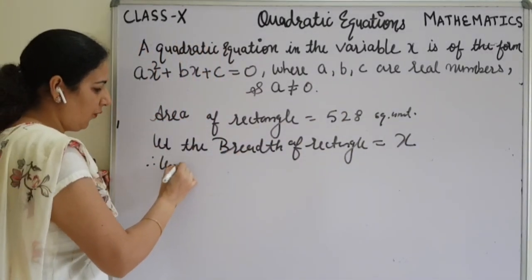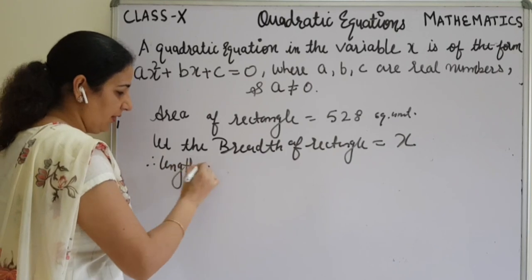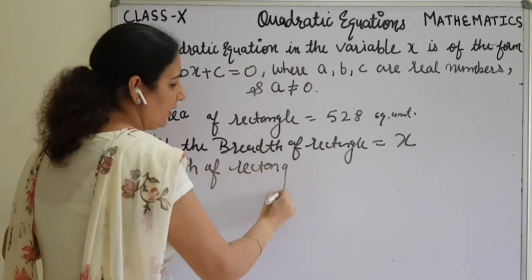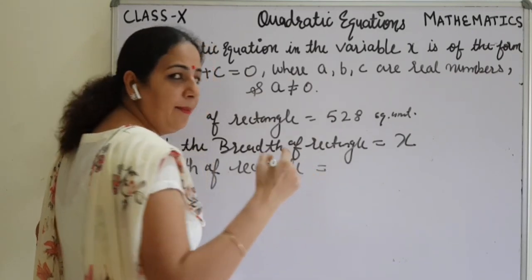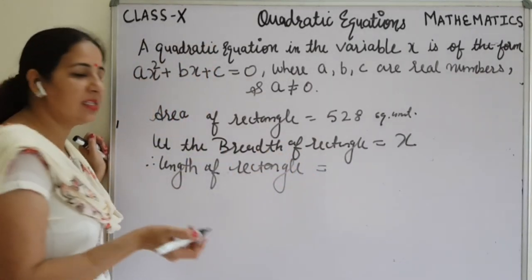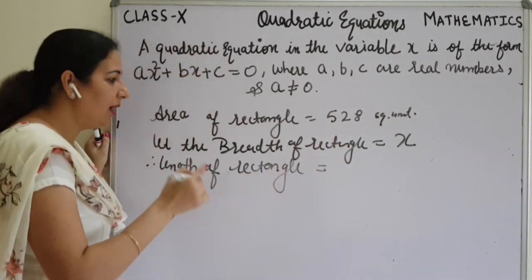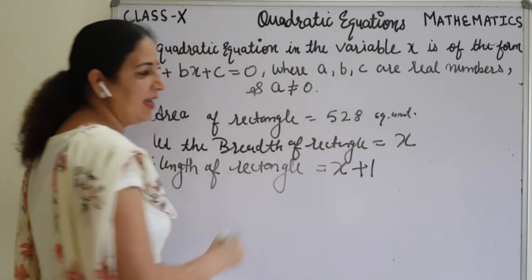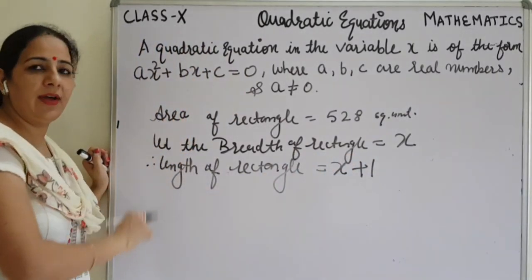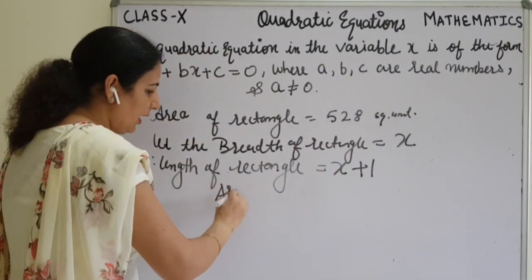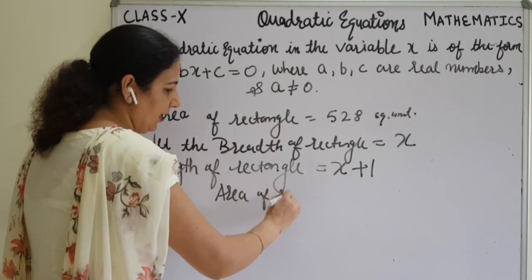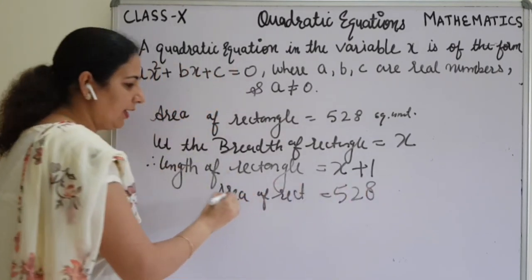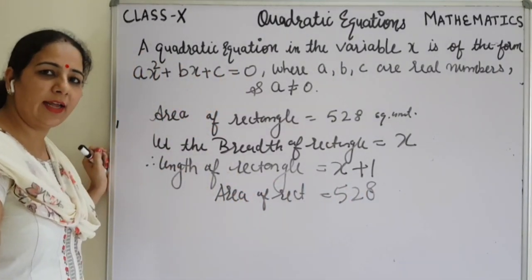Therefore, length of rectangle is given in the form of breadth: 1 more than the breadth. 1 more means एक ज़्यादा, किससे? breadth से. So breadth was x, so length will be x plus 1. What they have given? Area. Area of rectangle is 528. Who will tell me the formula for area of rectangle?